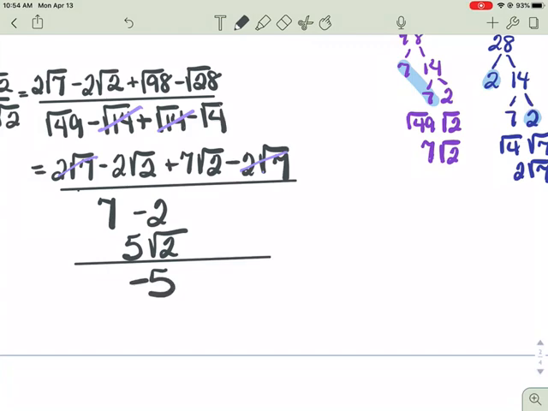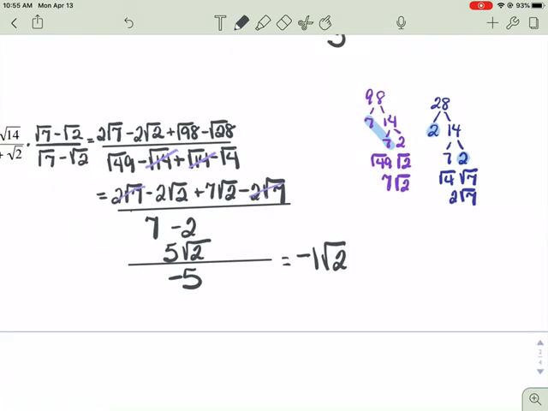All right, so now we can see we have a 5 and a negative 5. Both are integers. So we're going to be able to simplify that to negative 1 square root of 2. Now, it doesn't always happen. It just works out that way. I want you to pause the video and try the next one on your own.